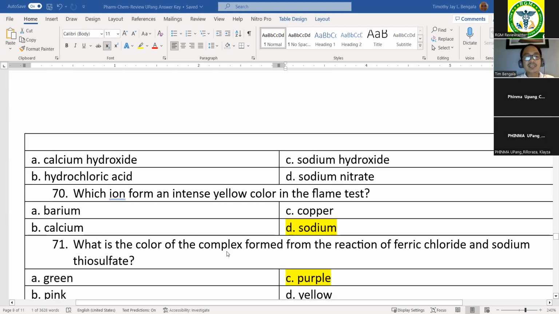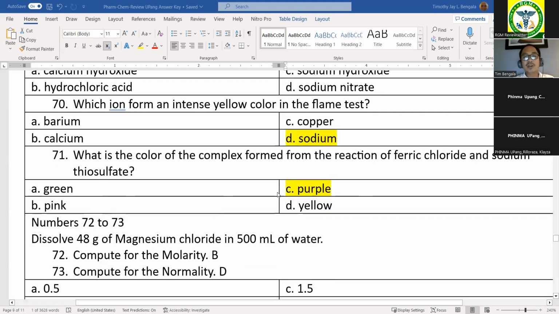So number 70, yellow colors sa flame test, you have sodium. So barium would be green, calcium would be brick red. Yung copper na in some references, green din yung sinasabi. Okay, so ito yung merong mga flame test talaga. Pero kasi sa USP, hindi pina-flame test yung copper.